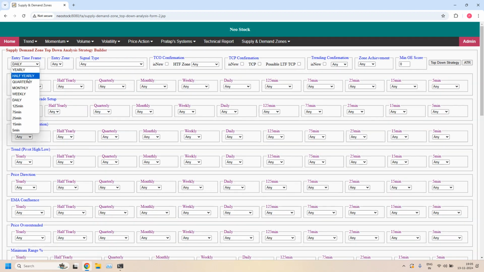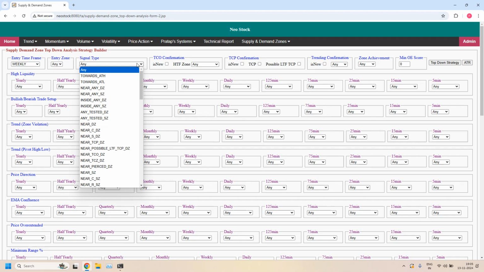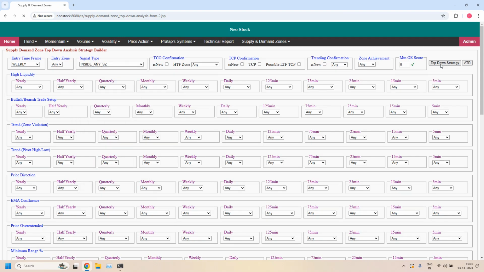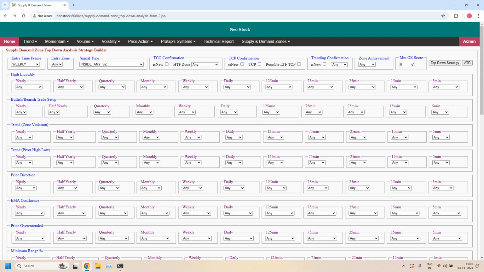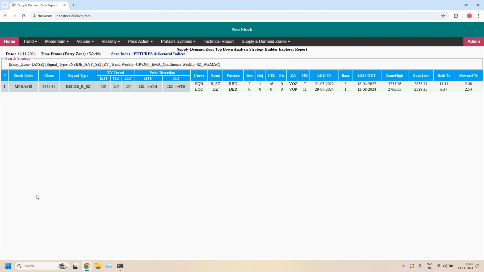Next, for weekly time frame, let us find the stocks where price closed inside weekly supply zone. 6 stocks are filtered. Let's identify how many of these 6 stocks are having EMA Confluence. The weekly supply zones with weekly EMA Confluence, and also the trend at weekly time frame either up or down. Let me filter. We got only one stock.